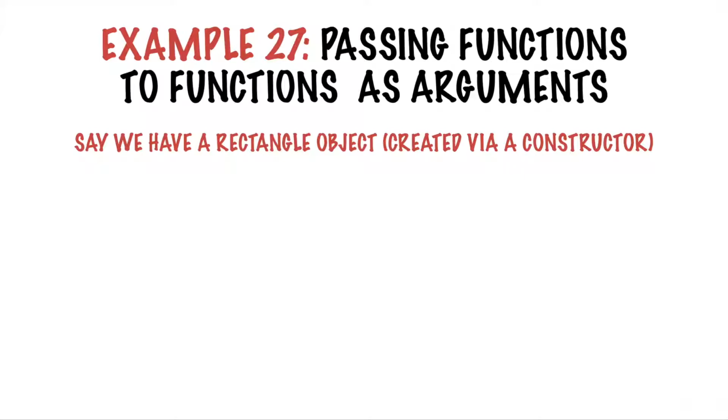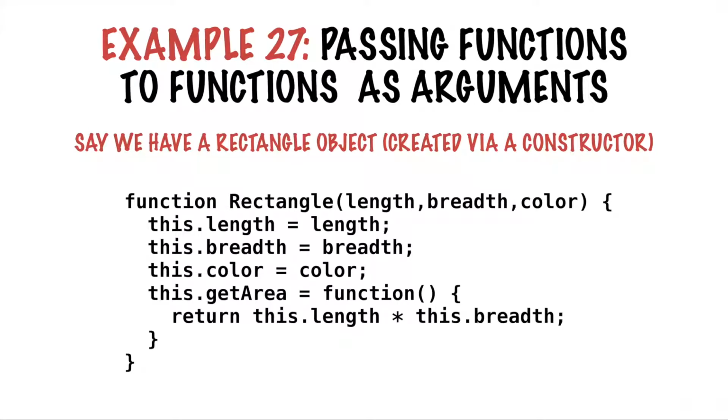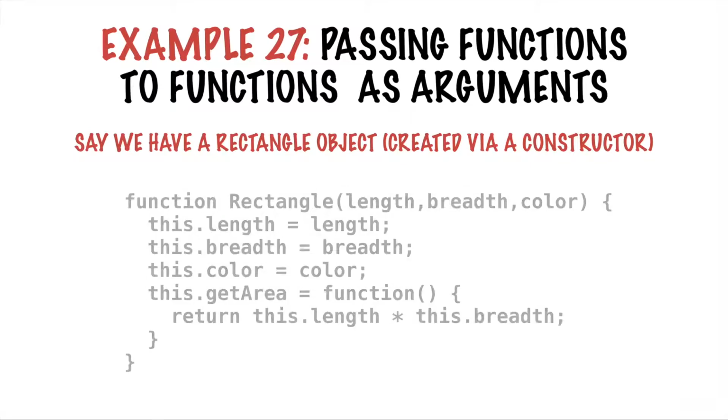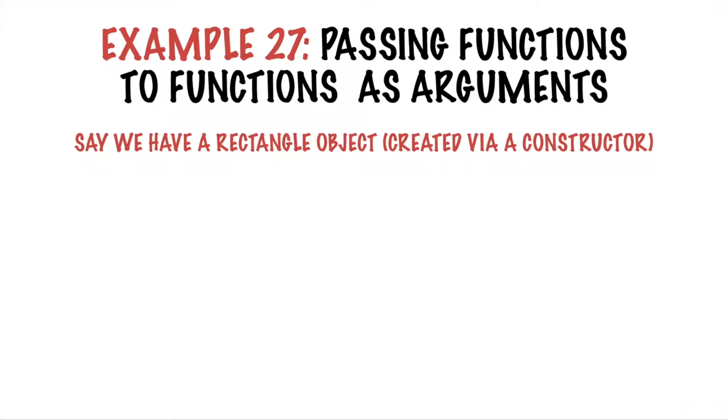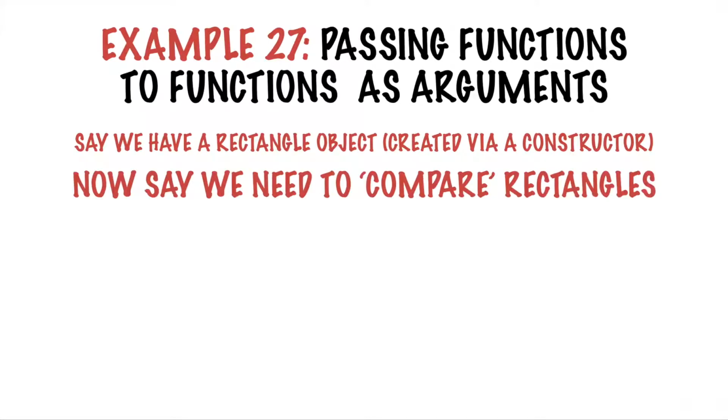Let's say we have a rectangle object created via a constructor. This is the rectangle object constructor. We've seen this before. This rectangle has a length, breadth, and color, and a property function getArea which returns length into breadth, the area of this rectangle. With the rectangle object constructor, we can create a whole bunch of rectangle objects.